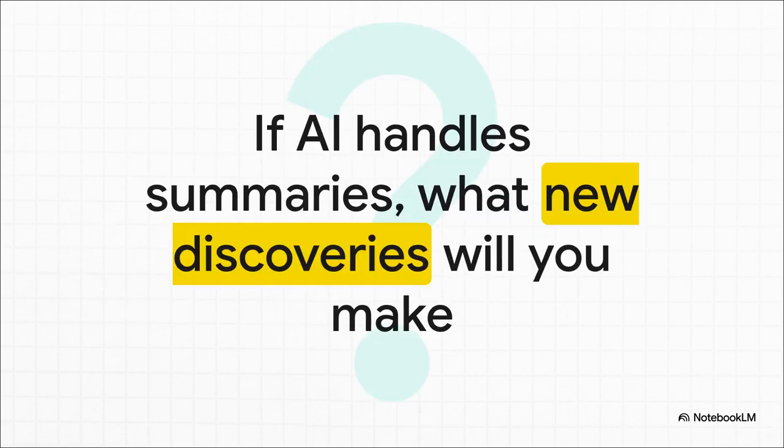And this leaves us with one last big question to think about. If we can actually automate all that grunt work, the summarizing, the synthesizing, what does that free up? It frees up our brain power, which is our most valuable asset. So the real question isn't just about what the AI can do for us. It's about what new questions, what new ideas, and what amazing discoveries we will make with all that time and mental energy back in our hands.